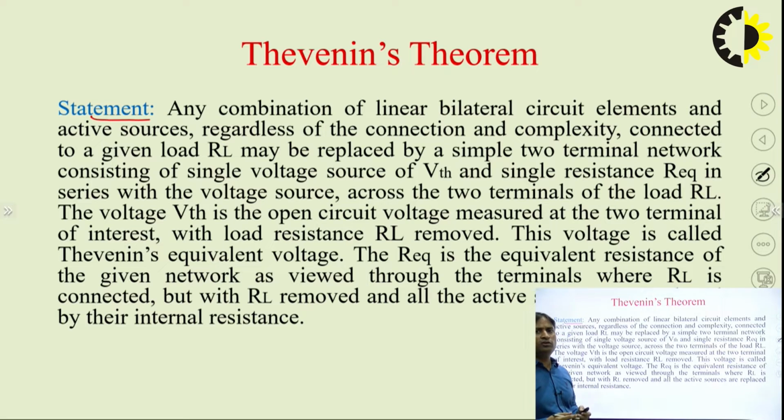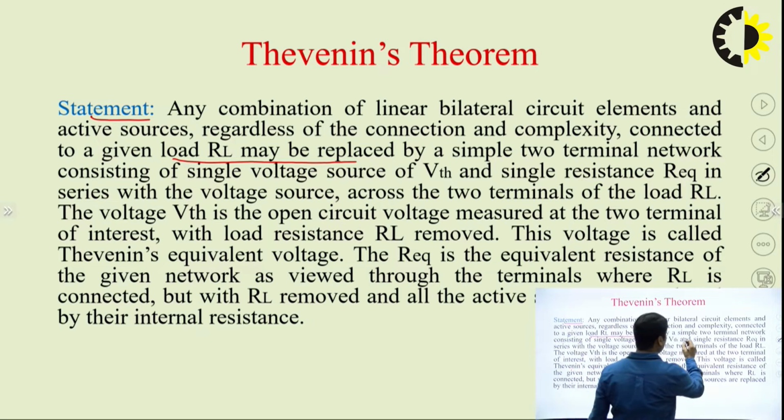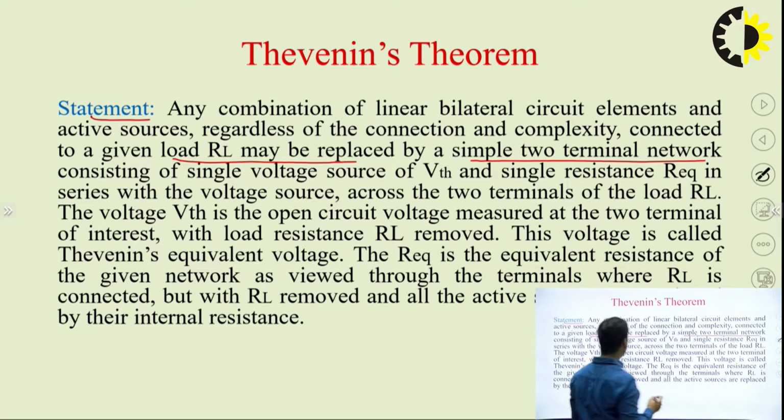If we look at the statement of Thevenin's theorem, it says that in any combination of linear bilateral circuit elements and active sources, regardless of connection and complexity, meaning any circuit which is quite complex or difficult, we can solve it using this theorem. The load RL, in which we have to find the value of current or voltage, may be replaced by a simple two-terminal network. I will show you later how.